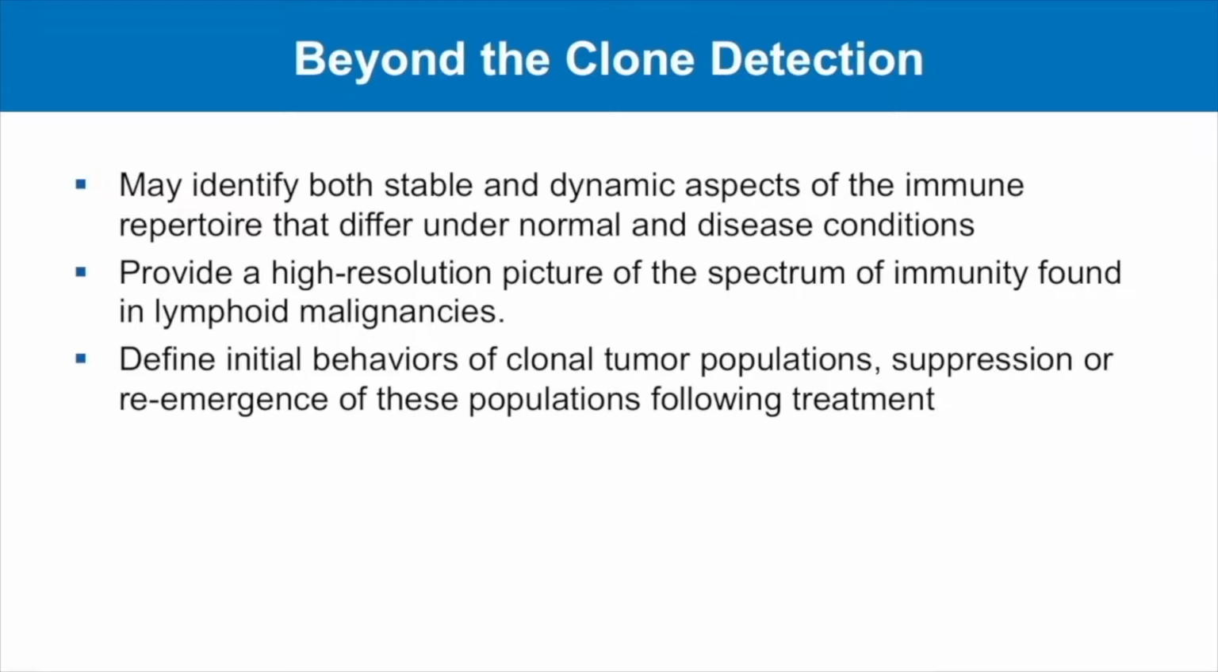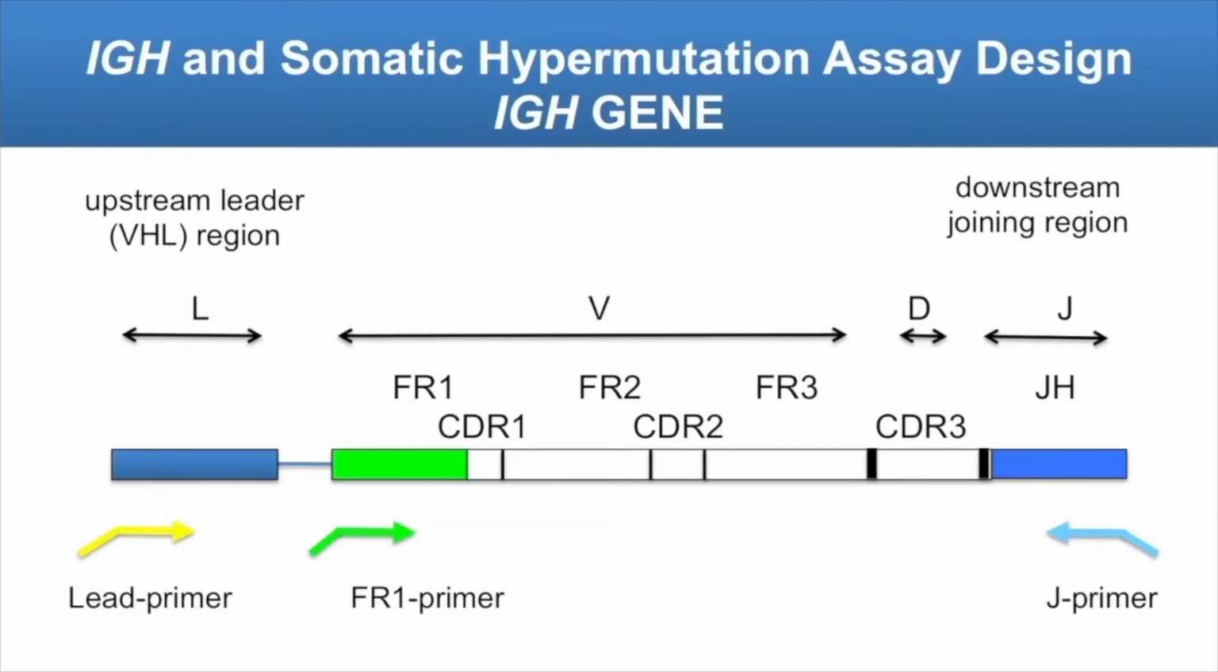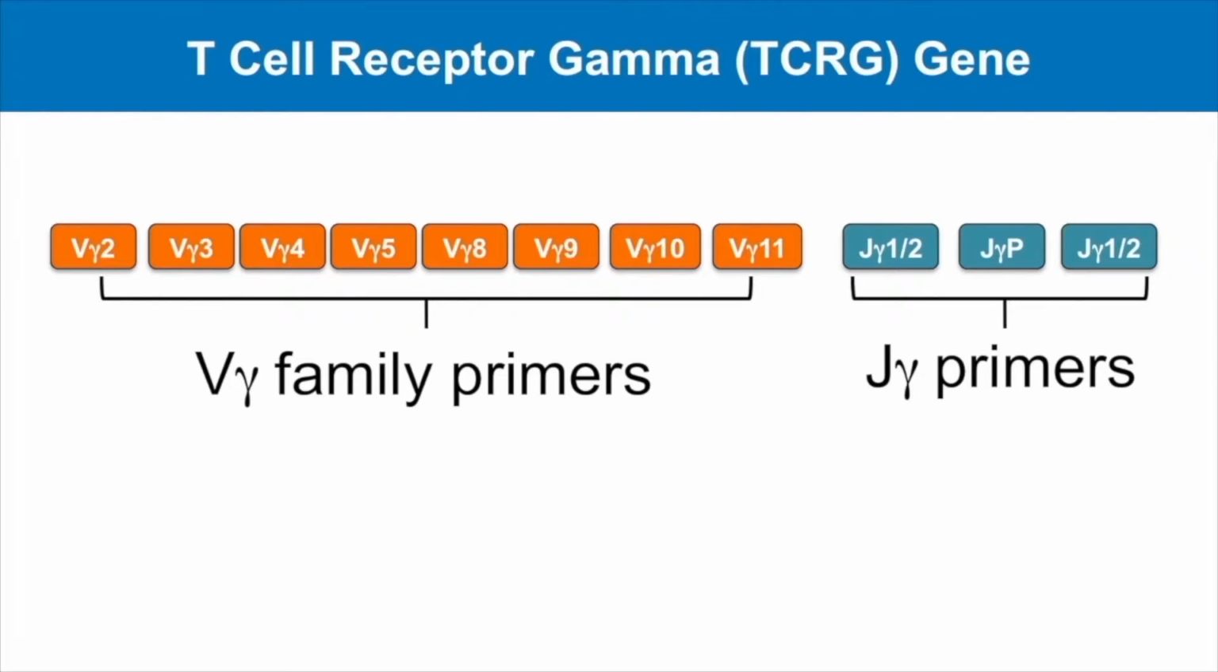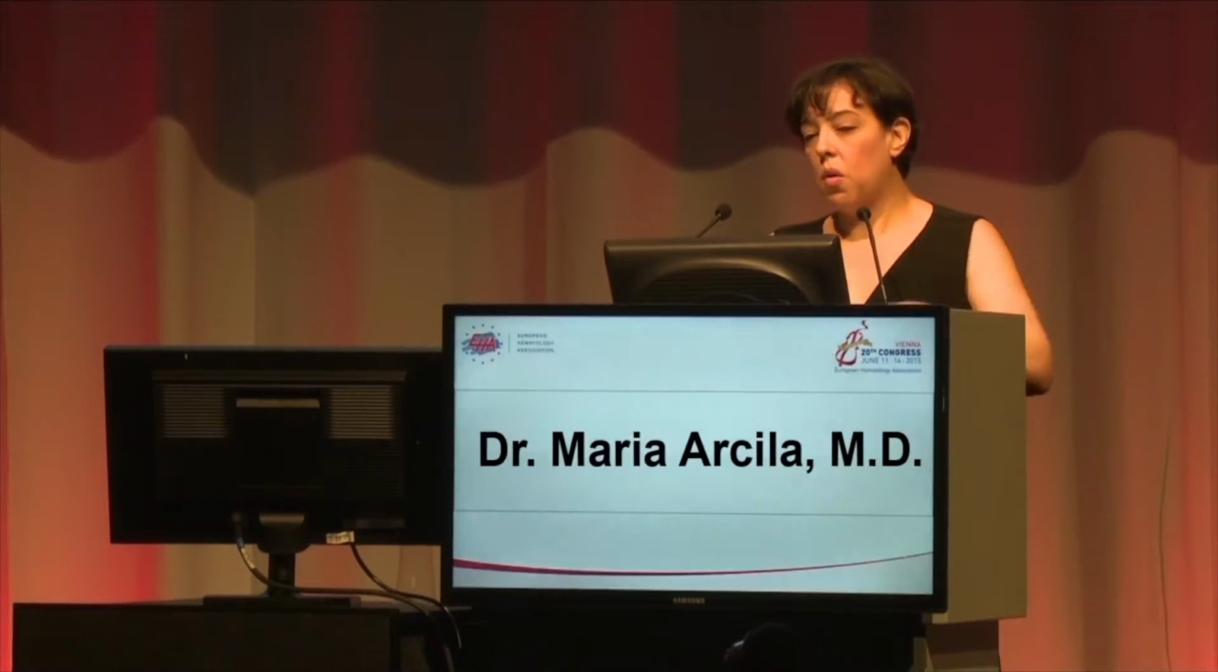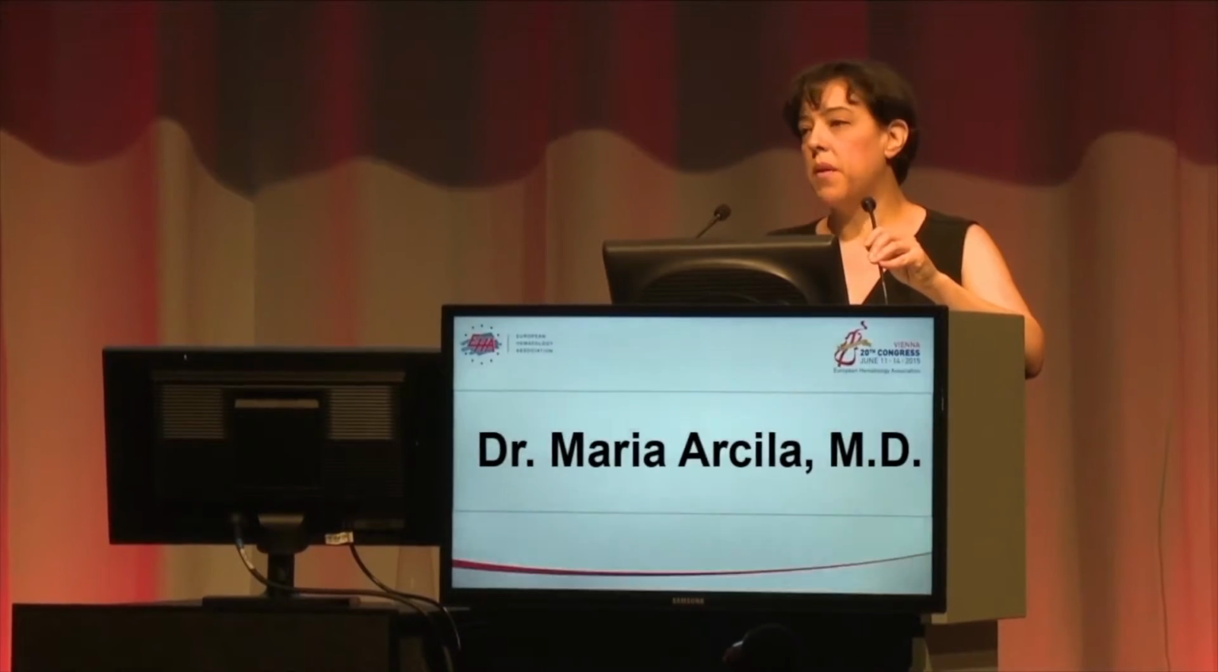So I'm just going to walk you through some of the details of the assay. For the IGH and somatic hypermutation assay, this is the design. What you have is primers that target specifically the FR1 region in here. And also for the somatic hypermutation assay, you have the addition of the leader primers, which allows for better performance of the assay under these conditions. You also have the J primers, as you can see here. For the T-cell receptor gamma rearrangement assay, you're targeting these regions of the V gamma family that you see here.